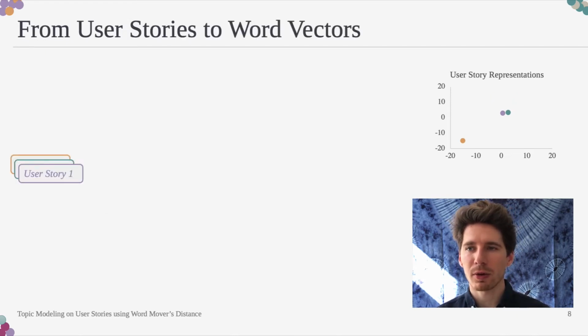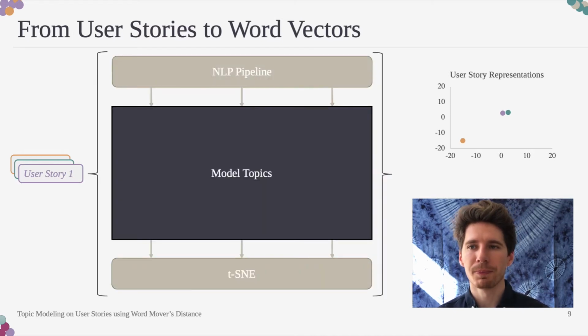To get user stories to these vector representations, we did the following. We found 3 approaches. In general, each approach needs to process the user stories through an NLP pipeline first, and then we could apply the topic model techniques, and finally use TSNE to reduce the dimensions and plot the user stories in a coordinate system.